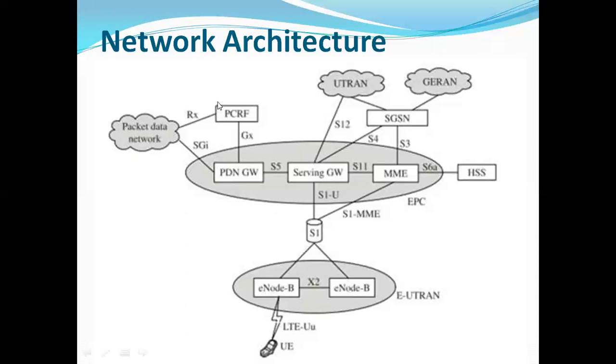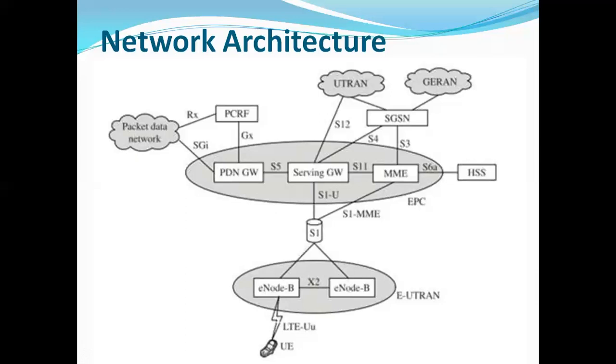The next component is the serving gateway. It terminates the interface toward the EUTRAN and routes data packets between EUTRAN and EPC. It performs as the local mobility anchor point for inter-eNode B handovers and also provides an anchor for inter-3GPP mobility. The serving gateway and the MME may be implemented in one physical node or separate physical nodes. The other responsibilities include lawful intercept, charging, and some policy enforcement.